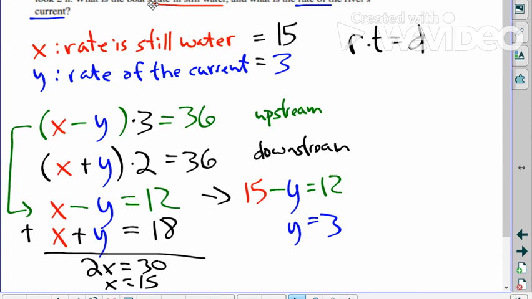And so that's how we do a motion type of problem. That's now examples of 4 different types of problems that set up as systems of equations. So you have a number of examples there to look at.